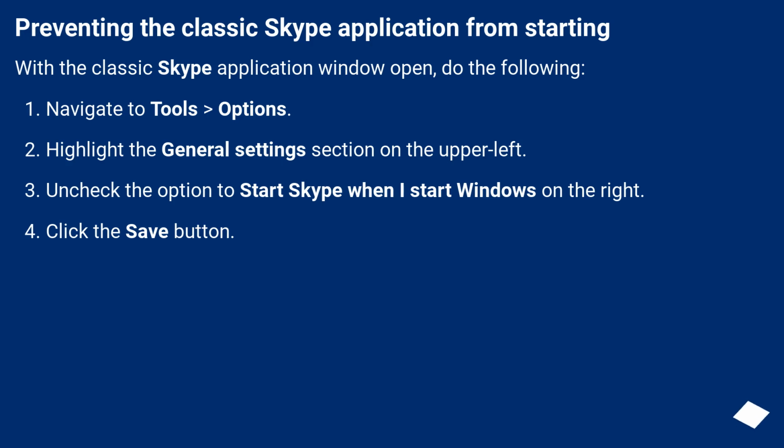Preventing the classic Skype application from starting. With the classic Skype application window open, do the following. Navigate to Tools > Options. Highlight the General Settings section on the upper left. Uncheck the option to start Skype when I start Windows on the right. Click the Save button.